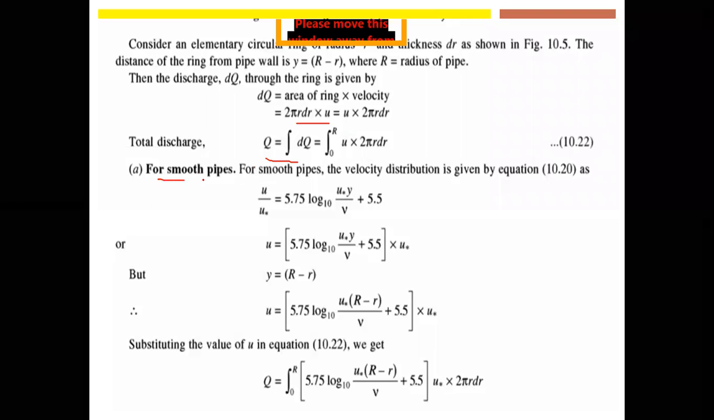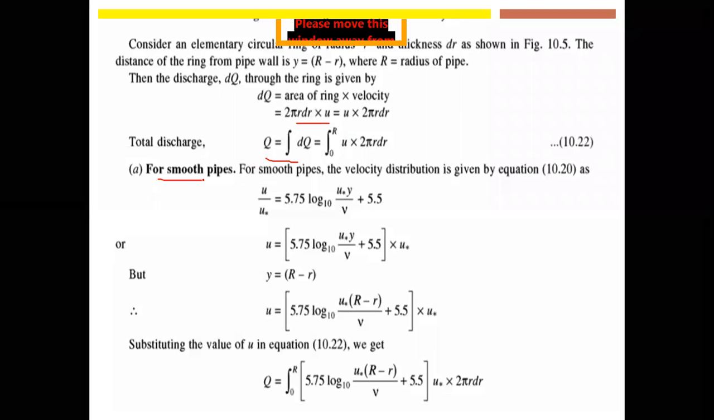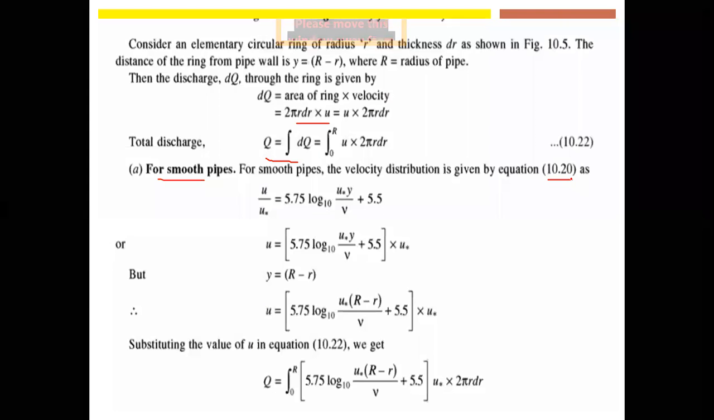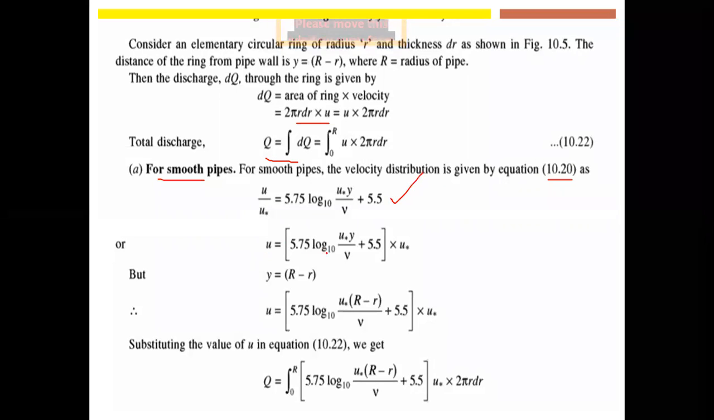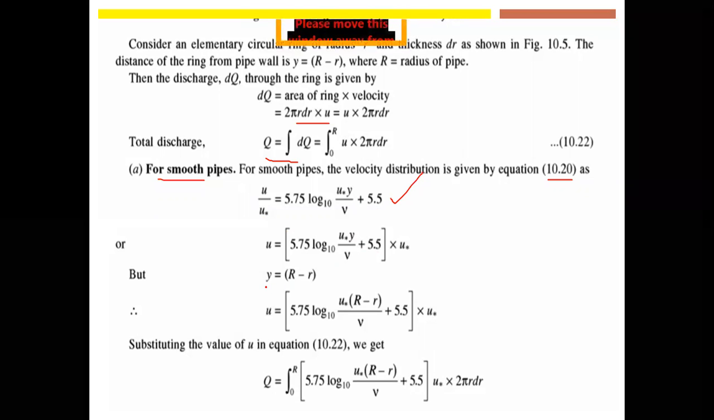So smooth pipe and rough pipe. For the smooth pipe, the formula we have already discussed earlier, equation 10.20, taking this into consideration, u is equal to 5.75 log 10 of u star into y plus 5.5. Here you know that y is equal to capital R minus small r. Therefore, substitute y inside, and like this you will get the expression.